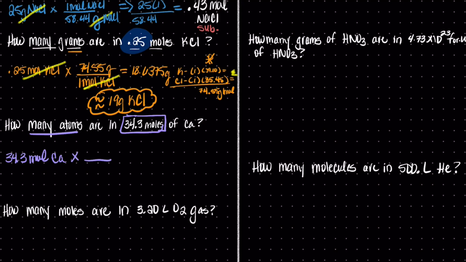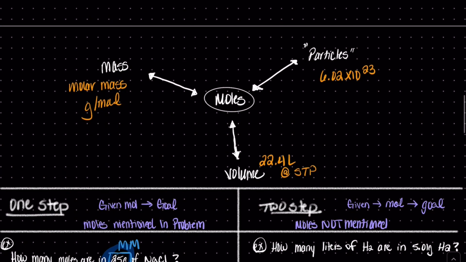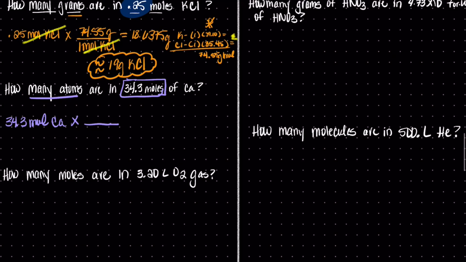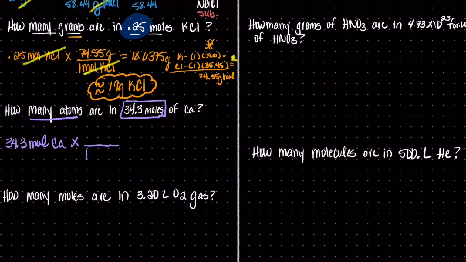Times our conversion factor here. Now, I know when I'm dealing with particles or atoms, molecules, formula units, whatever we need, we're going to have to use this fancy Avogadro's number right here. This is Avogadro's number. It is how many particles are in a mole. So no matter what particle we're talking about, we're going to be using it. So for every 1 mole of Ca.